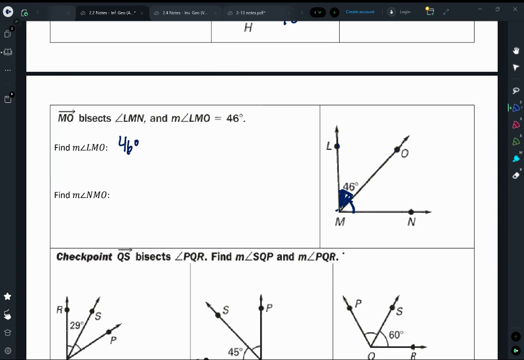The measure of angle NMO. NMO is this one over here. Well, this has been bisected. So if it's bisected, we know that each of those angles is equal. So angle NMO is also 46 degrees.